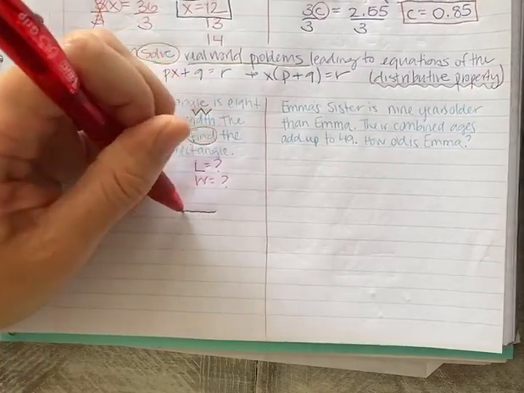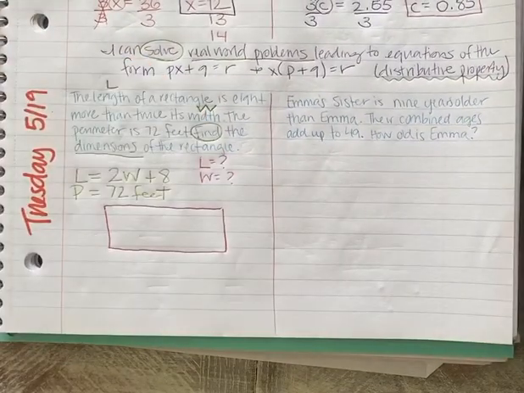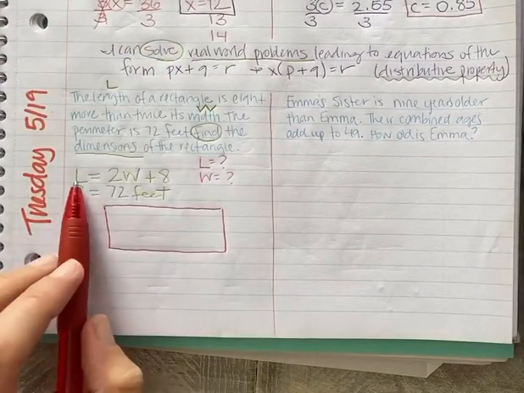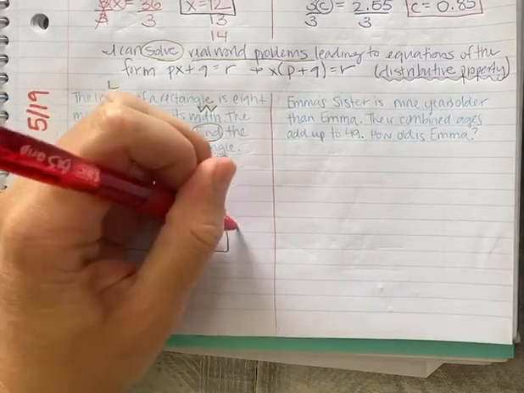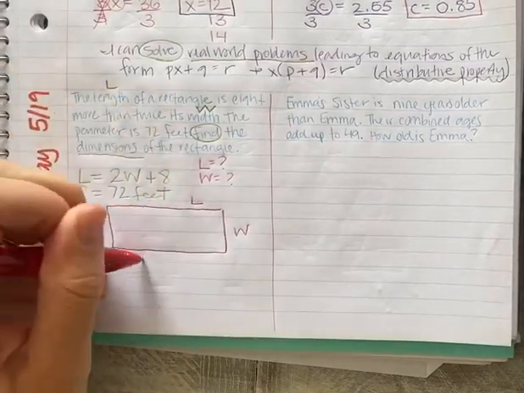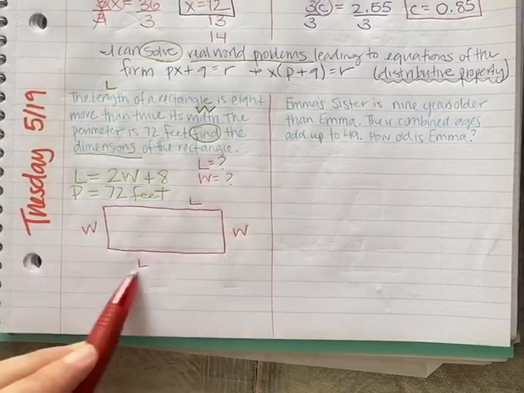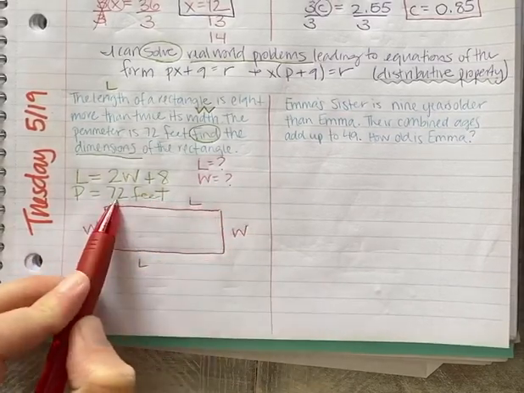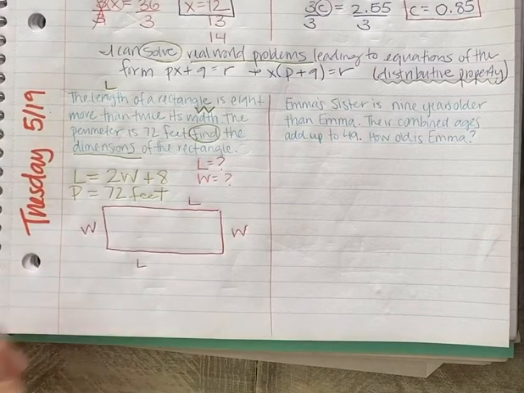And I'm going to draw my rectangle. And we know that a rectangle is made up of the length and the width. So here's my width, and here's my length. The perimeter means that if I were to add up all of these sides, it would come out to 72. Okay, now maybe seeming like, well, how do I even get there?